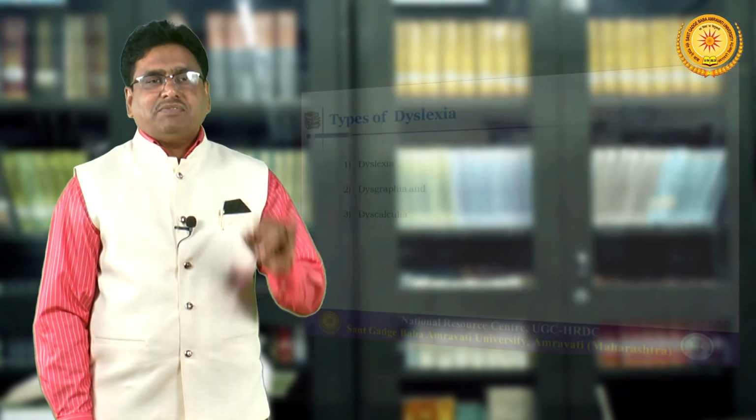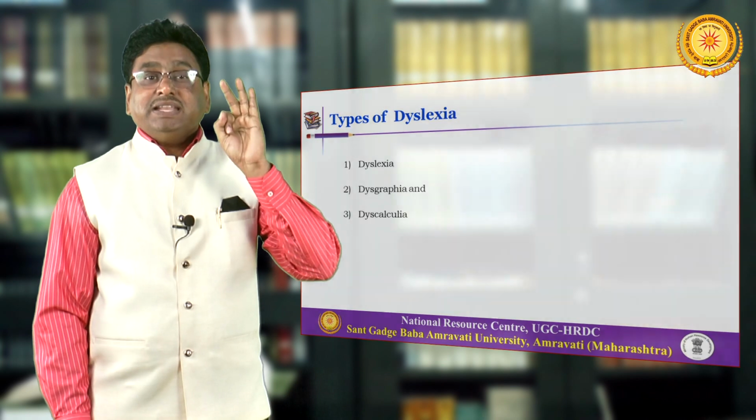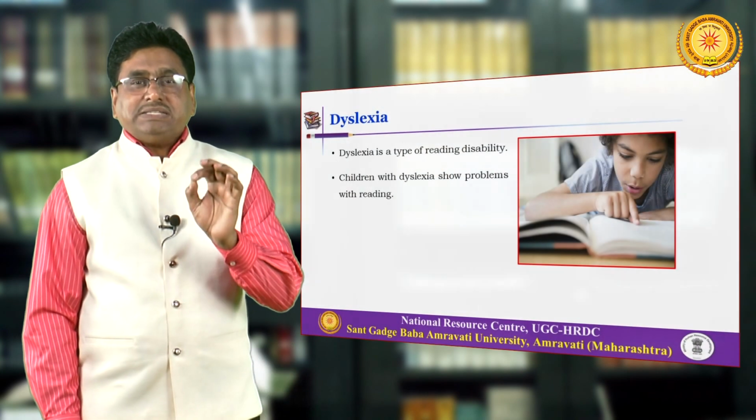On the basis of the characteristics of learning disability, there are three main types of learning disability. Number 1, dyslexia. Number 2, dysgraphia. Number 3, dyscalculia. We shall now discuss these three types in detail. The first type of learning disability is dyslexia.